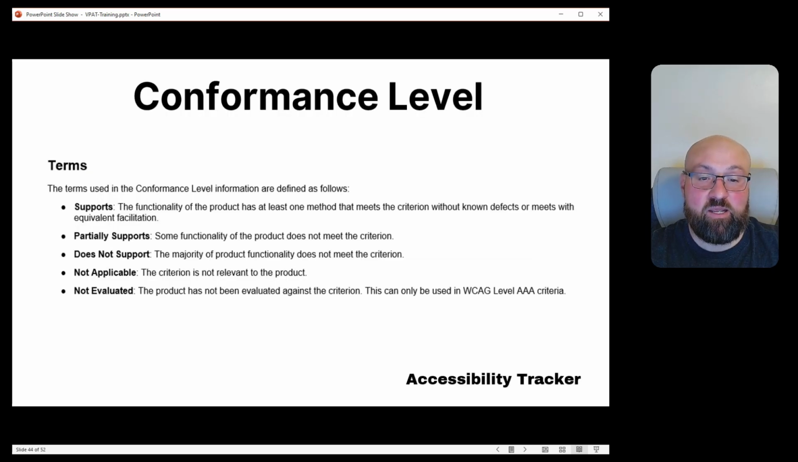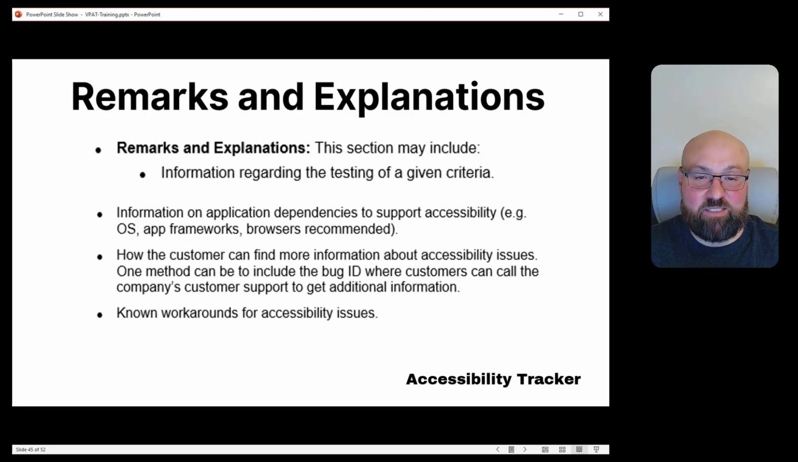And let's continue on with not evaluated. The product has not been evaluated against the criterion. This can only be used in WCAG level AAA criteria. So if you want to bring out not evaluated, you can only do it with conformance level AAA. This is not an out for if you don't want to evaluate against something in single A or double A. That's not the case here. So not evaluated can only be used with conformance level AAA criteria.